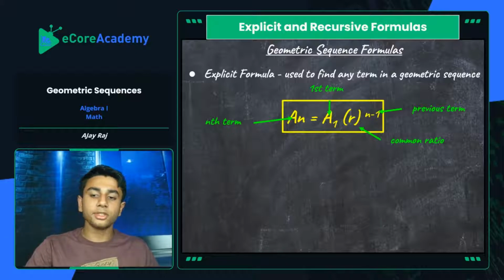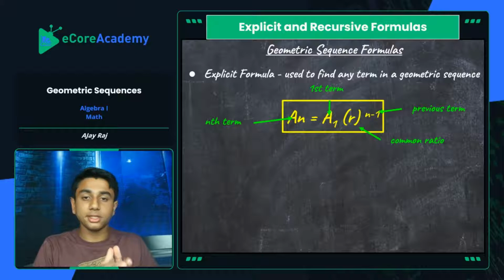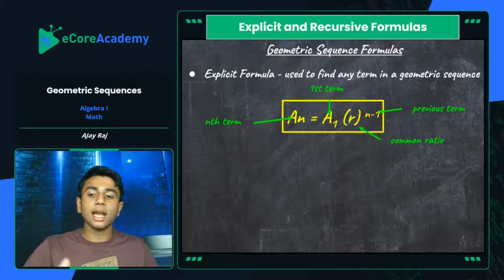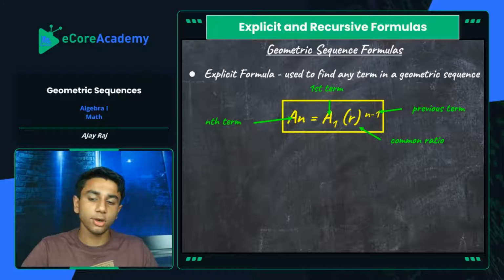Now, when it comes to the previous term, that symbolizes the term number minus 1. However, it's the actual term number that's plugged into n minus 1. It's just representing the previous term. And then, of course, r is your common ratio, what you're multiplying to each part of the sequence.